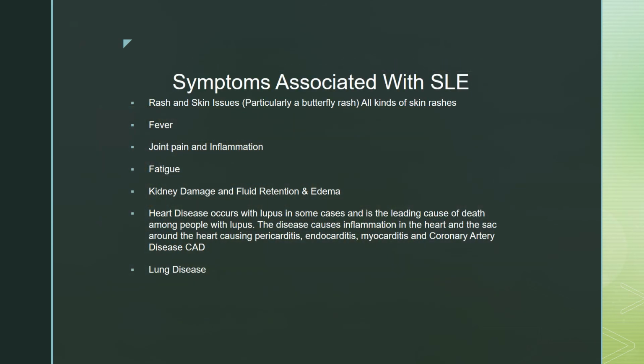Other signs and symptoms are fever, joint pain and inflammation, fatigue, kidney damage, fluid retention, and anemia. Heart disease can occur also with lupus, in some cases leading to death. So the sac around the heart can actually become inflamed with pericarditis, and there can be endocarditis, myocarditis, and coronary artery disease. And they can also be affected with lung disease with SLE.